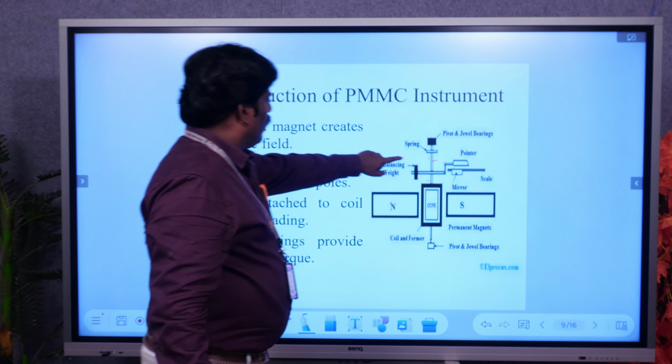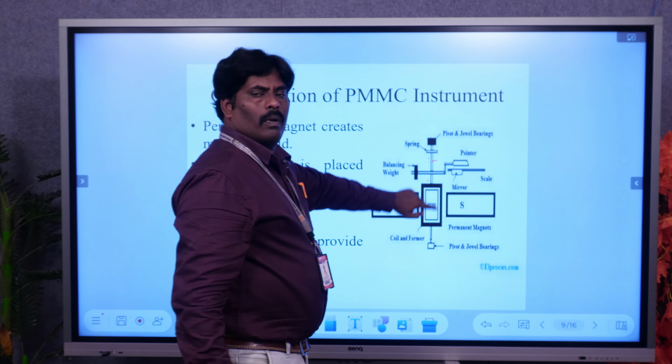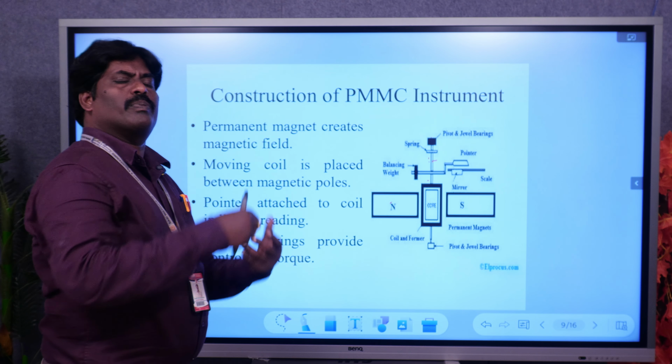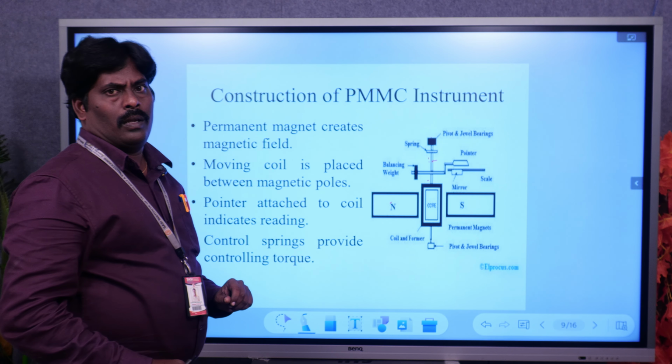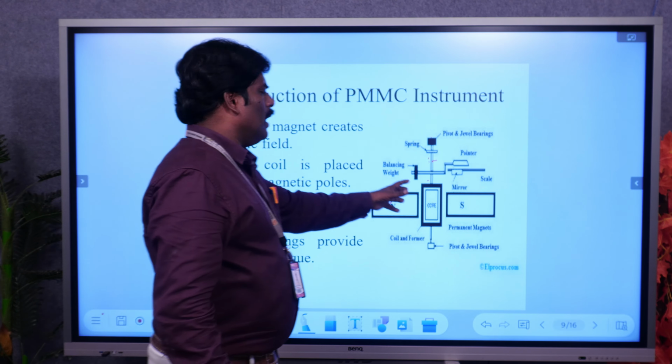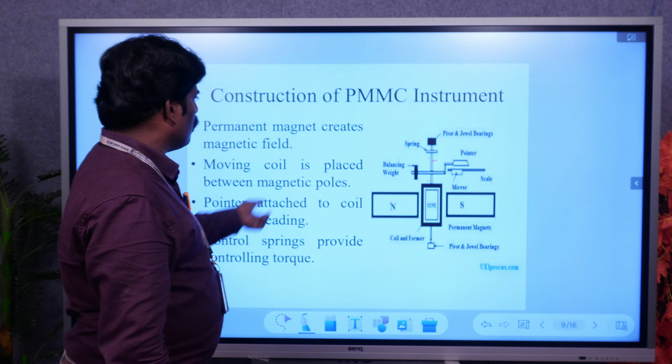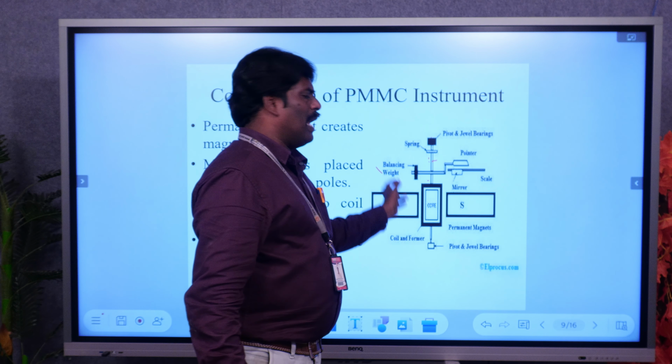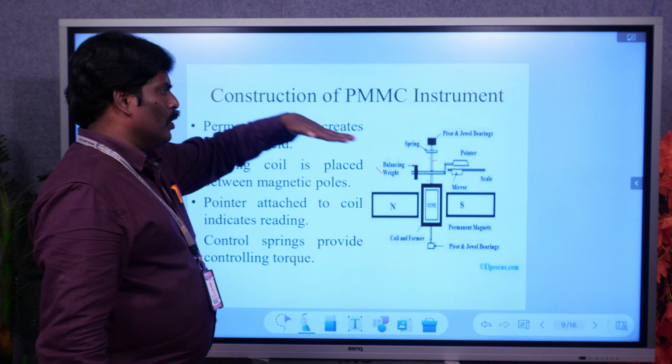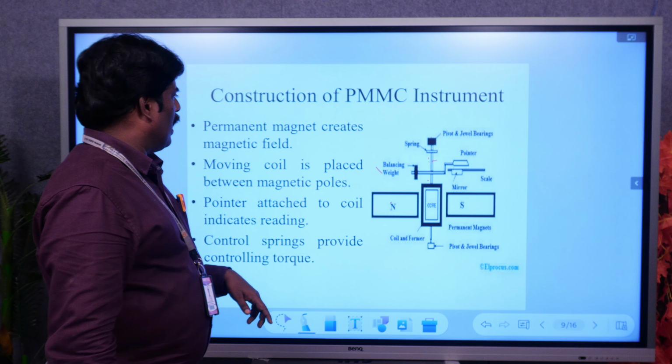So here two springs are provided. Those springs are oppositely connected, which will give the controlling torque. For the pointer, we are using a balancing weight. The pointer needs to be stable here. That's why balance weights are used.